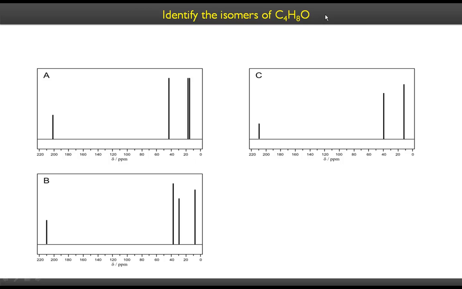Can you identify the isomers of this compound? By looking at the formula, you know that there is an oxygen. The first step would be to calculate the degrees of unsaturation and see if there is a ring or a double bond or an unsaturation in some other form, and then draw all the possible isomers for this, then count the number of carbons and look at these carbon NMRs and then assign them, right?